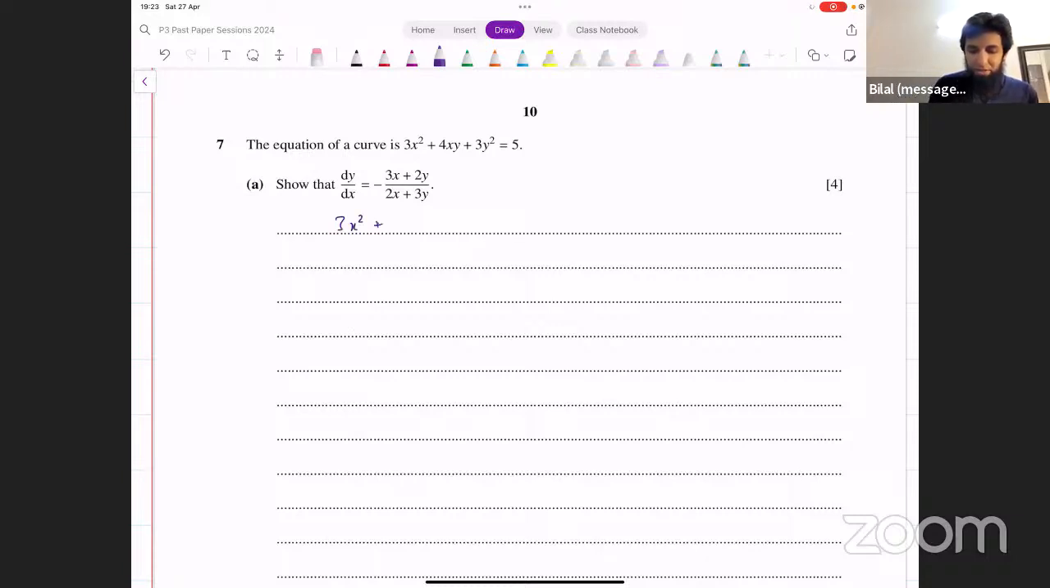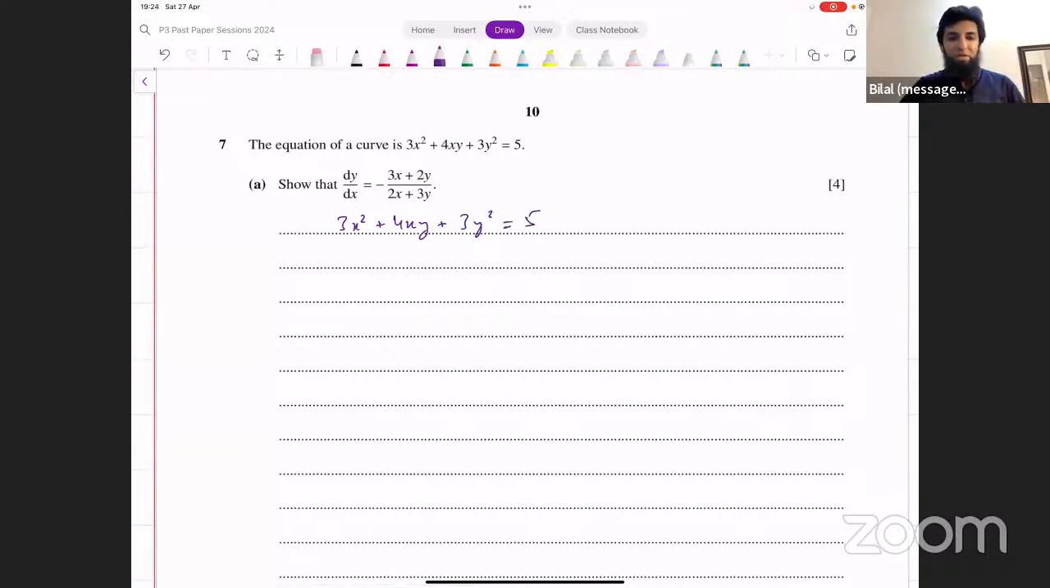We've got 3x squared plus 4xy plus 3y squared equals 5. Differentiate both sides with respect to x and see what that gives us. On the left side, what's the derivative of 3x squared? It's 6x multiplied by the derivative of x, which is just 1, plus 4 into xy. What's the derivative of x into y? That's a product. How do you differentiate products? You have to use the product rule for that.